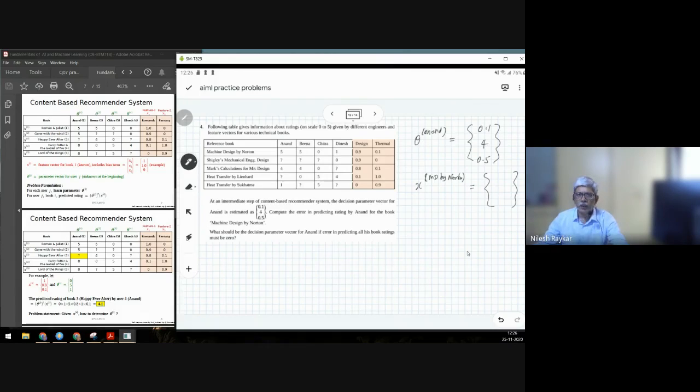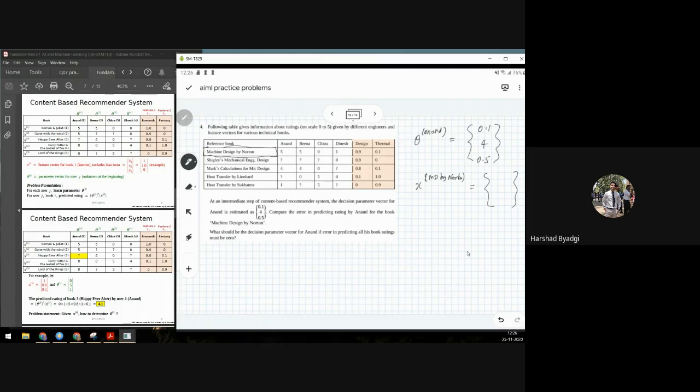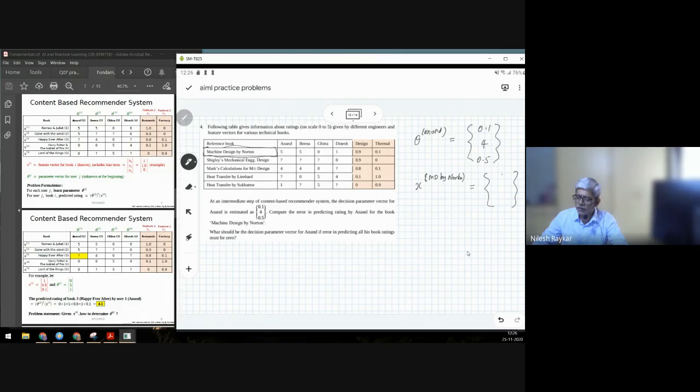So can you tell me what will be the elements of this vector? The feature vector for the first book. Sir, 1, 0.9, 0.1. That's right. So the first term is always 1. The feature vector's first term will be the bias term, so it will always be 1. The remaining terms will correspond to the features of that book. So for the first book, it is 0.9 and 0.1.